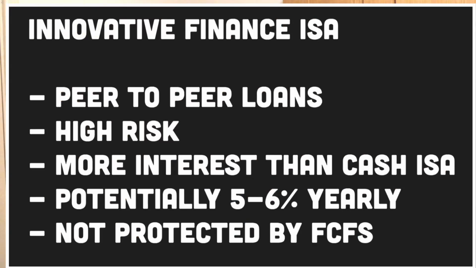The one thing to remember is that with the innovative finance ISA, the peer-to-peer loans are not protected by any guarantees like FSCS guarantees. It's not protected, which means that this is the highest risk that is out there.